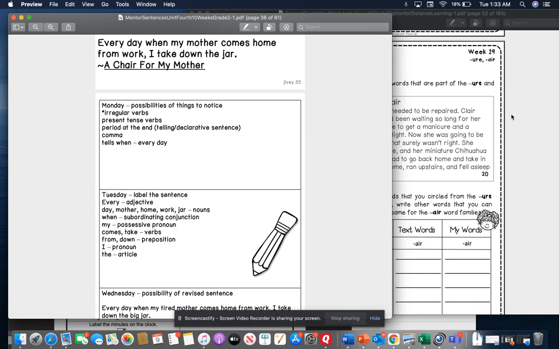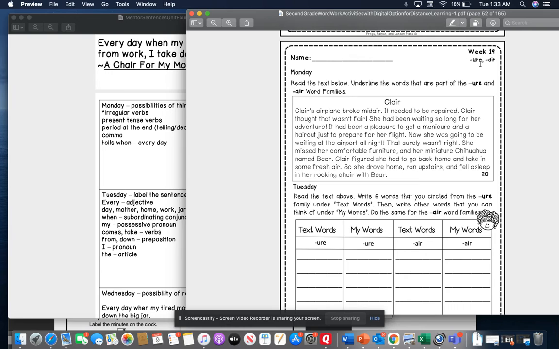But for today, I want you guys to look at our phonics rule, which is the U-R-E and A-I-R. So you will see the A-I-R in the word chair. So a word with U-R-E in it ends with a "your" sound, like you'll see U-R-E at the end of temperature.